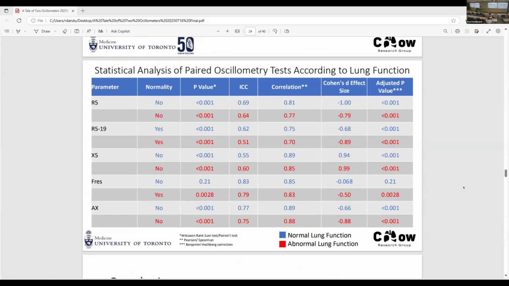We split the cohort of participants into normal lung function and abnormal lung function, which includes the restrictive, obstructive, and mixed patients. And the intercorrelation coefficient was calculated to be lower in the abnormal lung function cohort for the R5 to 19, FRES, and AX parameters. The Spearman or the Pearson correlation coefficient, depending on normality, was also calculated to be less in the abnormal lung function cohort. And Cohen's d effect size was found to be lower in the R5 parameter, the FRES parameter, and the AX parameter.